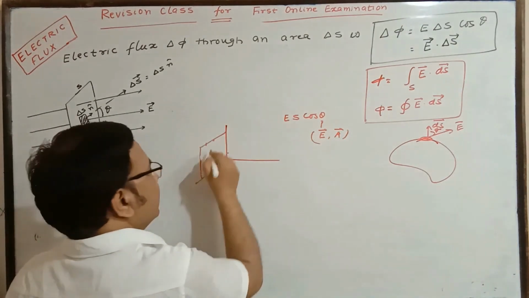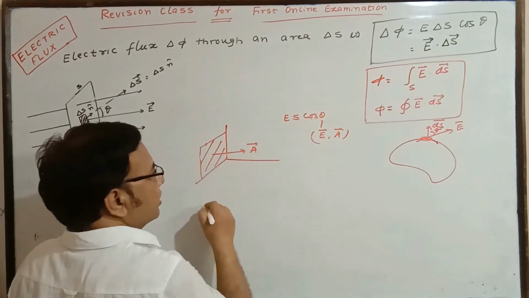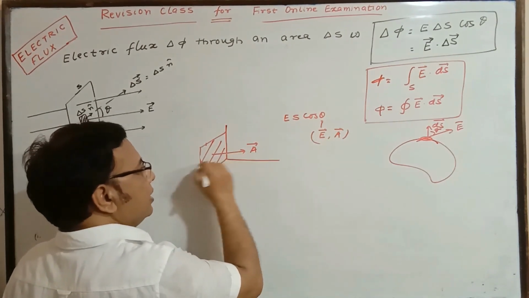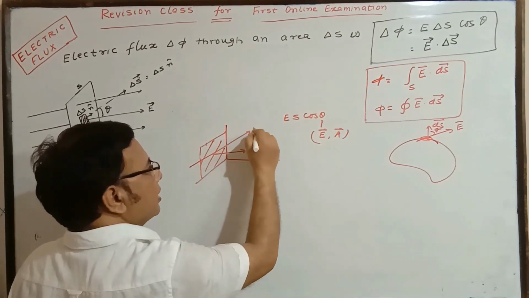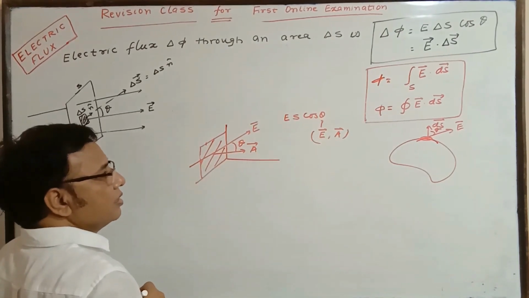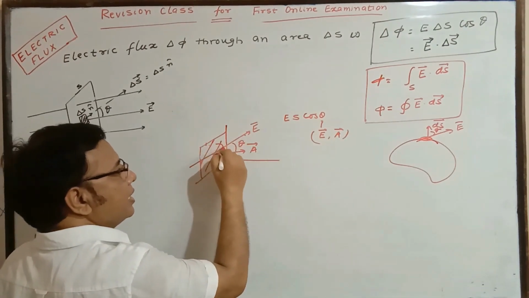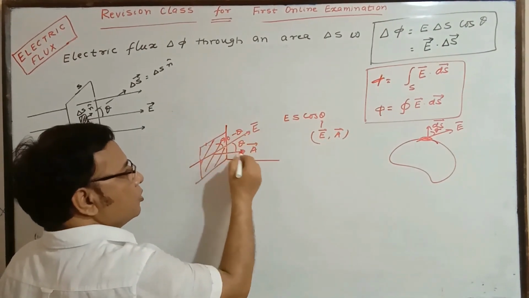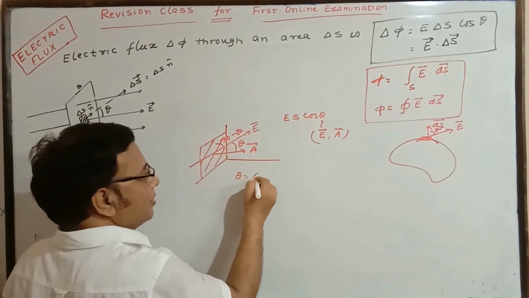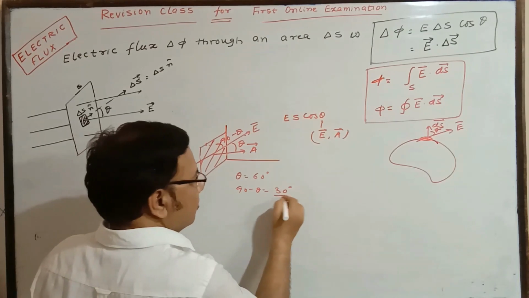If this is the planar area and this is the area vector, then the area vector is in this direction. Suppose in this case this is the electric field and theta is the angle between the electric field and the area vector. If you are taking the electric field and the planar area, then this angle will be 90 minus theta. So if theta is 60 degrees, 90 minus theta is 30 degrees. That is what you have to take care of.